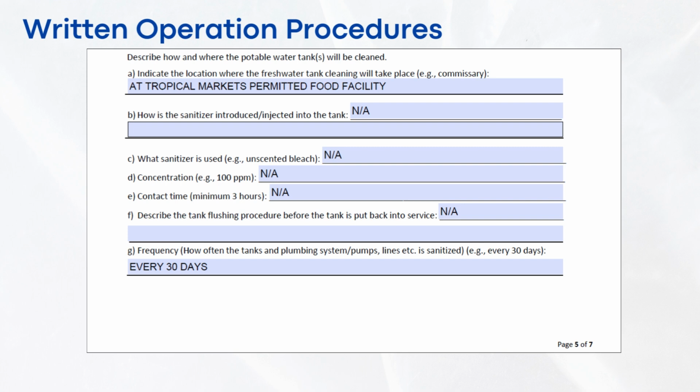C. What sanitizer is used, such as unscented bleach. D. Concentration. E. Contact time, minimum 3 hours. F. Describe the tank flushing procedure before the tank is put back into service. G. Frequency. How often the tanks and plumbing system, pumps, lines, etc. are sanitized. We will now move on to page 6.